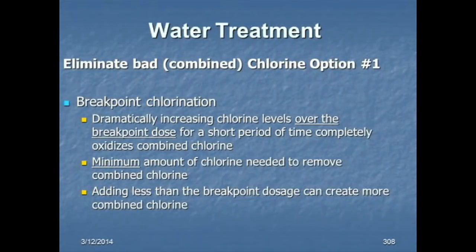Now, if you're not a geeky kind of science guy like I am, this is the process that is normally done to eliminate the combined chlorine. Whoops, ahead of myself just a little bit.